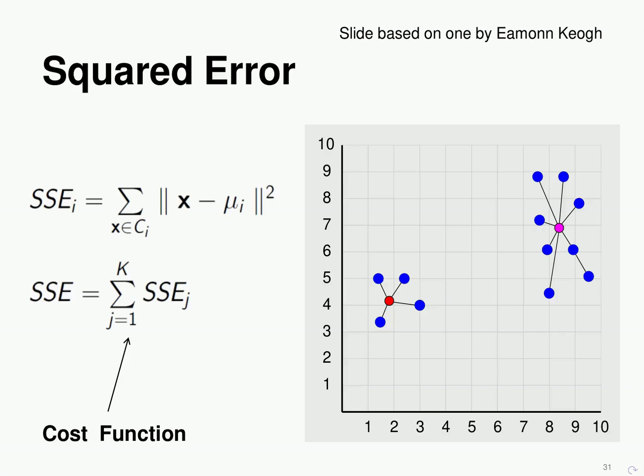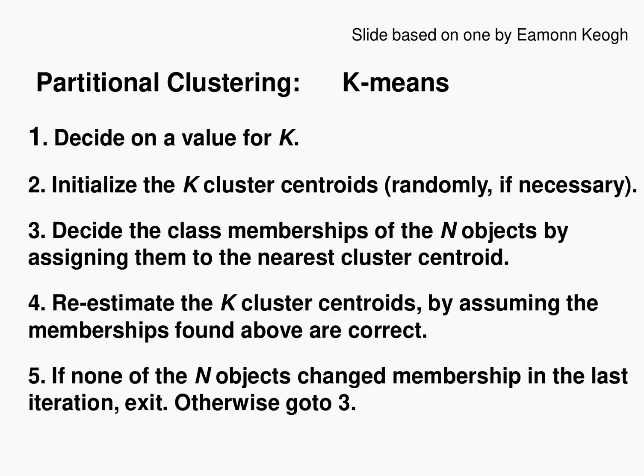The total squared error, SSE, is the sum of these errors across all k clusters. Minimizing this cost function ensures that clusters are compact and well separated, which is crucial for effective clustering. The graph on the right visually represents this by showing how data points are grouped around their respective centroids, highlighted by reduced distances. Now let's delve into the k-means algorithm, a fundamental partitional clustering technique.